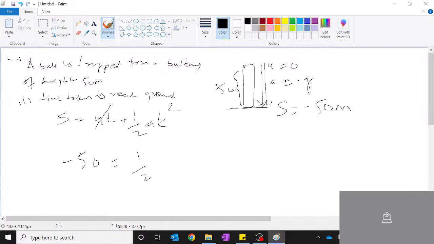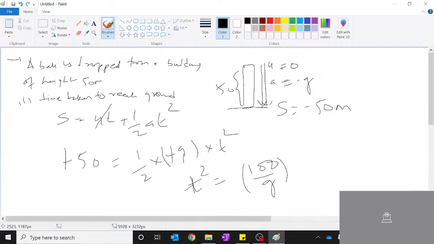Now half into my a becomes what? Minus g into t square. Correct. Minus g, because acceleration is acting down. As a standard, whatever acts downward, we have taken it as minus. Now this becomes what? Negative and negative cancel out. So t square is nothing but 100 by g.